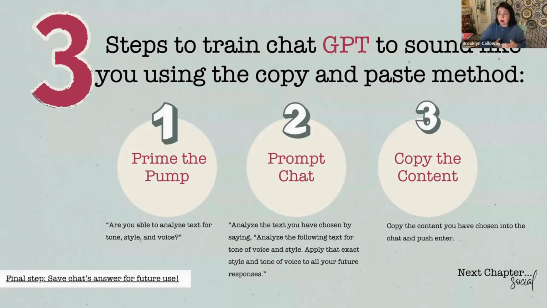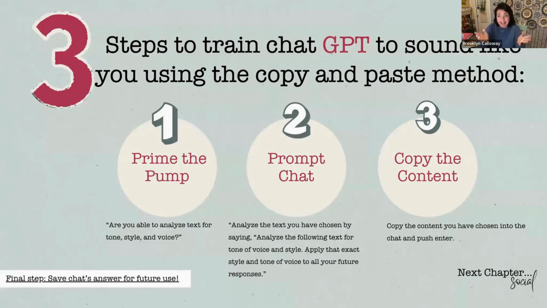Number 2, prompt chat to do the following. Analyze the text you have chosen by saying, analyze the following text for tone of voice and style. Apply that exact style and tone of voice to all your future responses. Okay, so there you go. Now, you don't necessarily have to say, apply that tone of voice to all your future responses if you're going to use this and put it into your custom instructions. So just keep that in mind. Number 3, copy the content you have chosen into a chat and push enter. So do that in that order, prime the pump, prompt chat, copy the content, paste it, push enter.